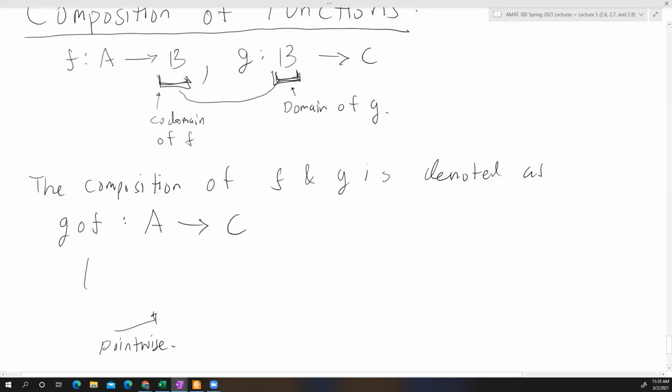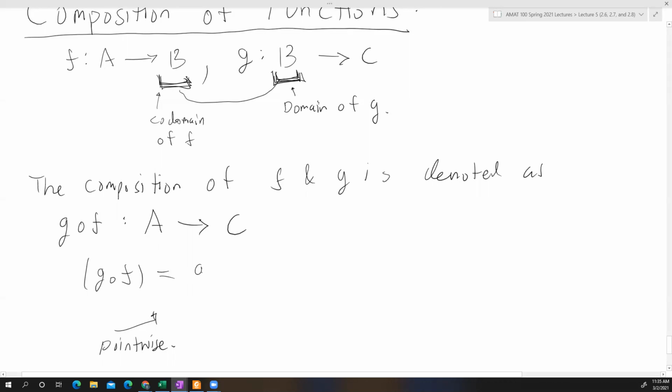So the idea is that when you plug something into G compose F, it gets fed through the thing on the right first. So the X gets fed through F, and then that gets fed through G. So we want an element X to start in A because that's where F is defined. Then F will send something in A to B, and G will be defined at F of X.